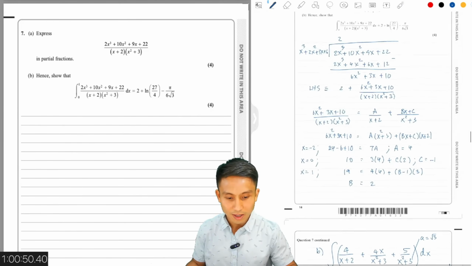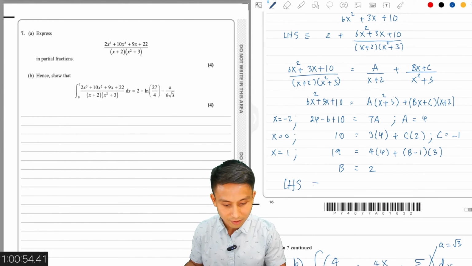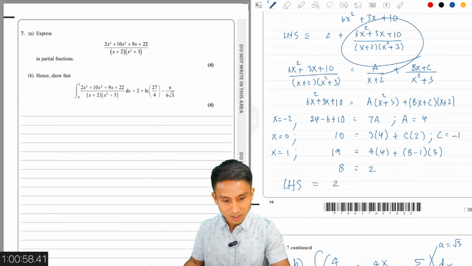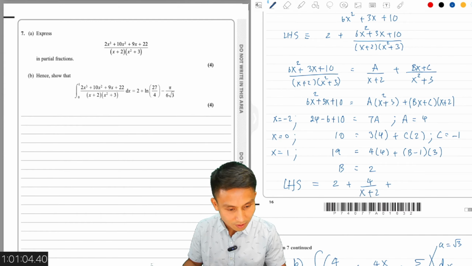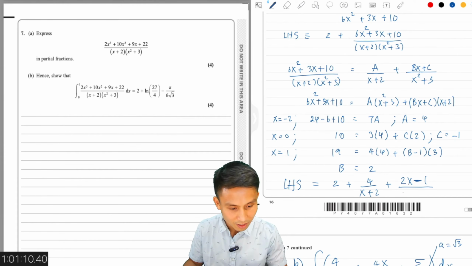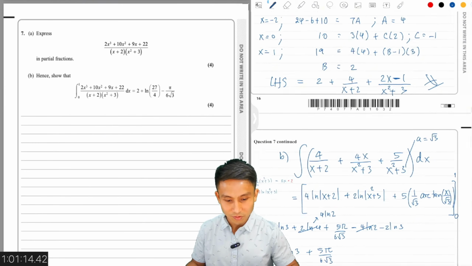So there we have the partial fractions. The left hand side equals 2, because we got 2 from here, plus a is 4 over x plus 2, plus bx plus c, c is minus 1, divided by the quadratic factor. Okay, so this should be good.